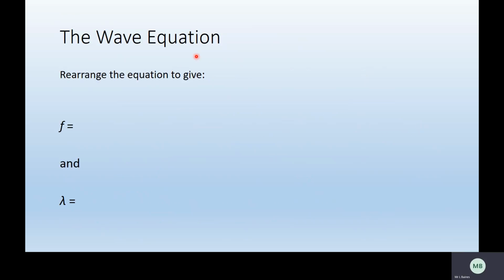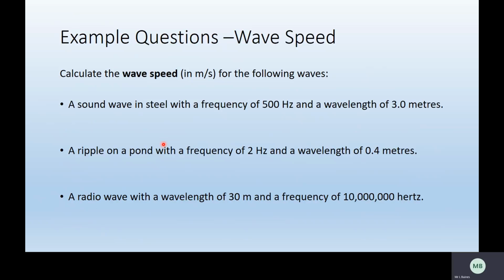What I want you to do is rearrange that wave equation. So take that V equals F lambda equation and rearrange it. So F equals, and then rearrange it again, so lambda equals. So pause the video, do that now. Okay, and what you should see as we go through, we should have frequency is wave speed divided by wavelength, and lambda is wave speed divided by frequency. So those are your two other formulas. Jot them down. You should be able to rearrange this formula no problem by now.